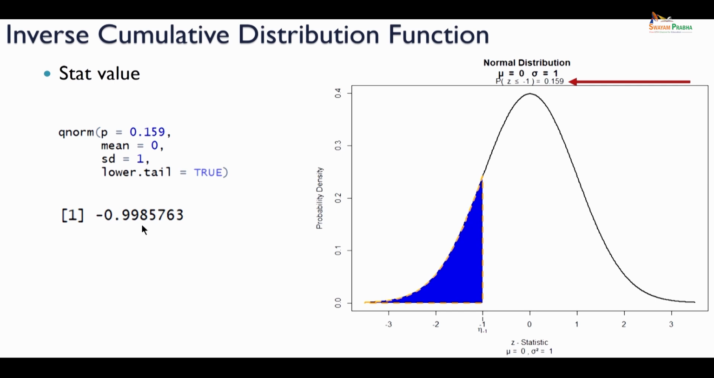which is very close to minus 1. The same can be repeated for a right tail test as well, and you will get a similar value. You will not get 1 exactly because we have truncated the decimals after 9. So, you will get a value that is very close to minus 1.